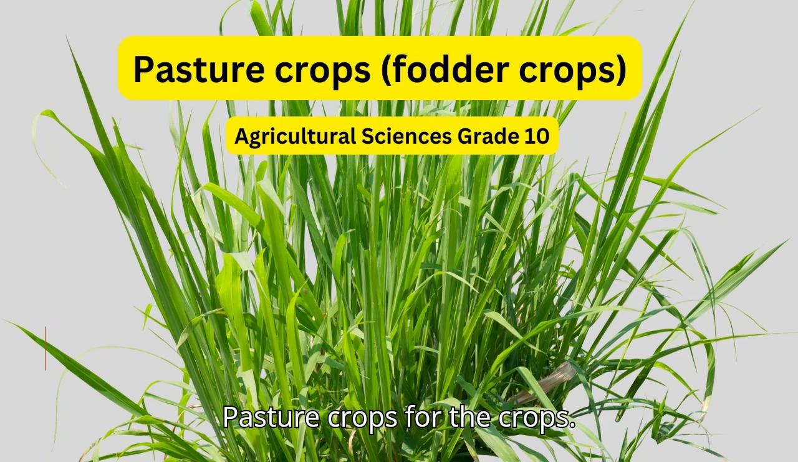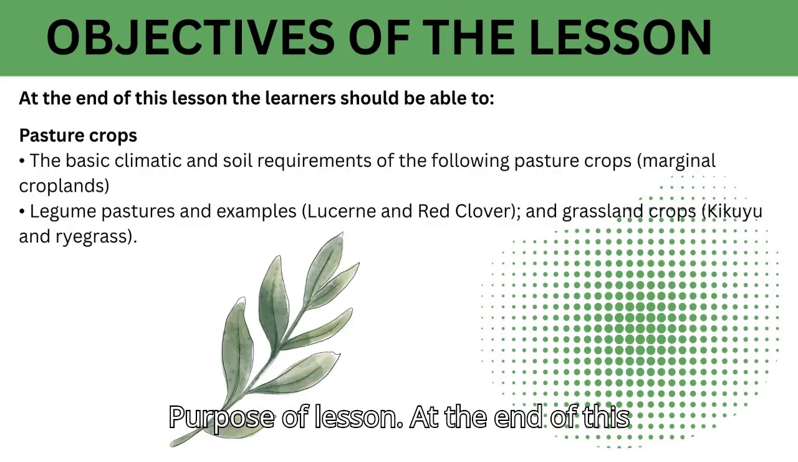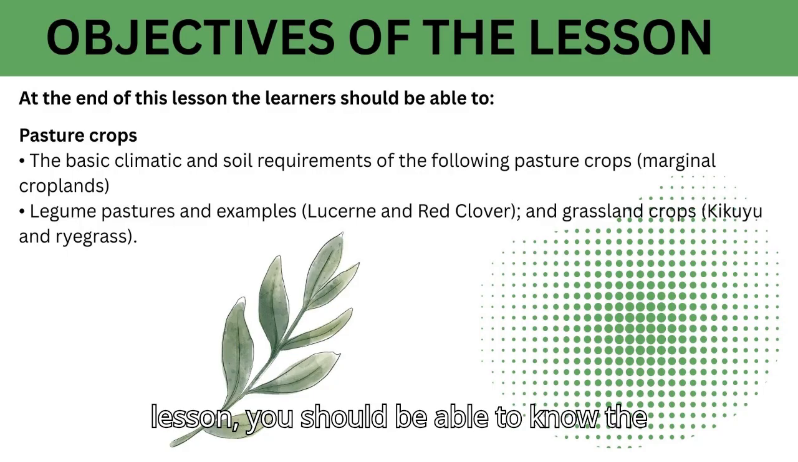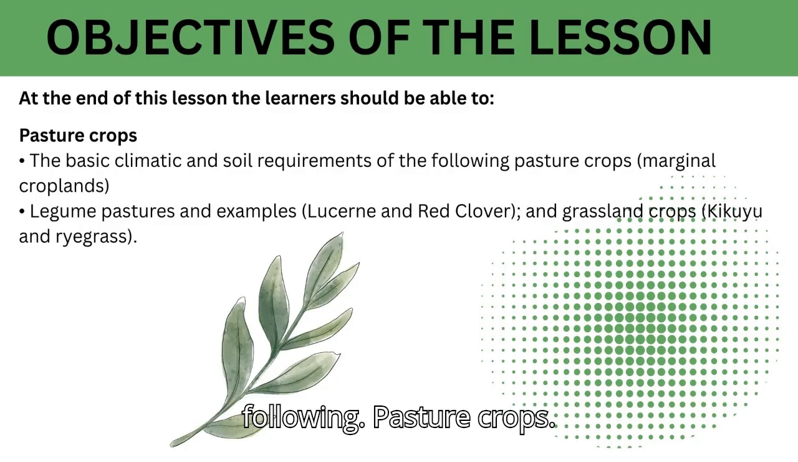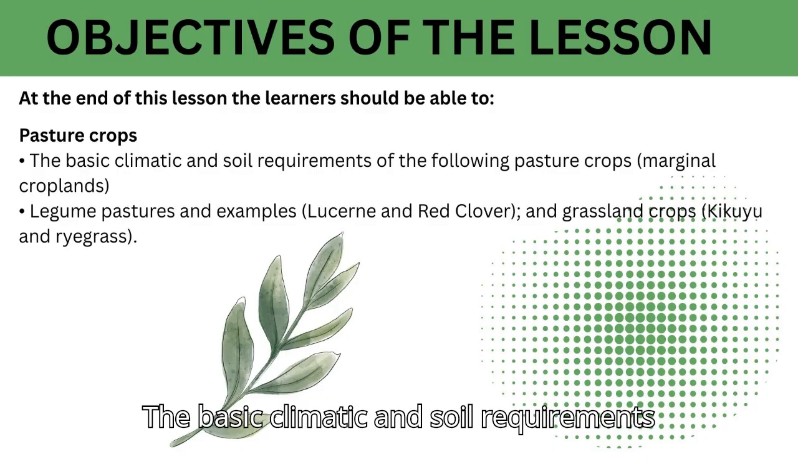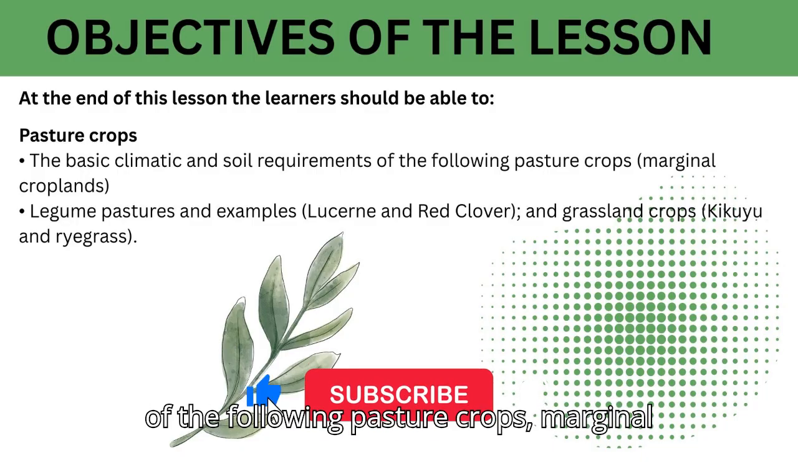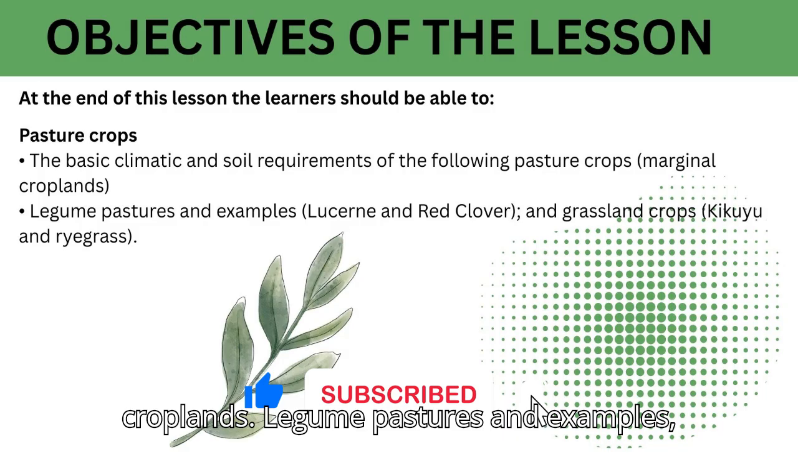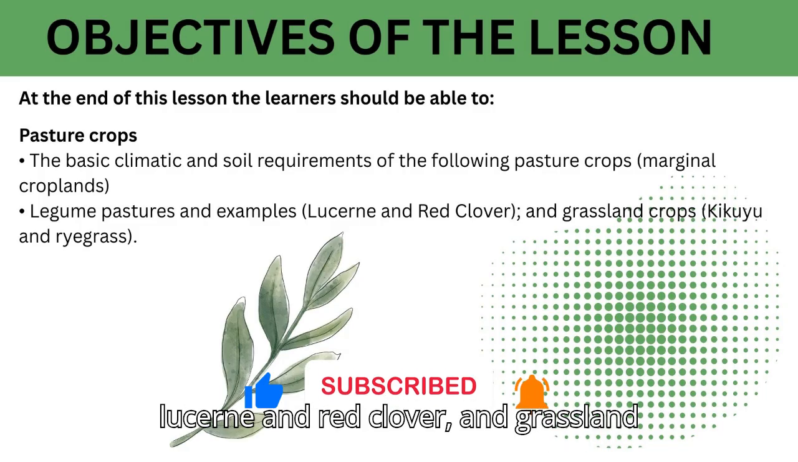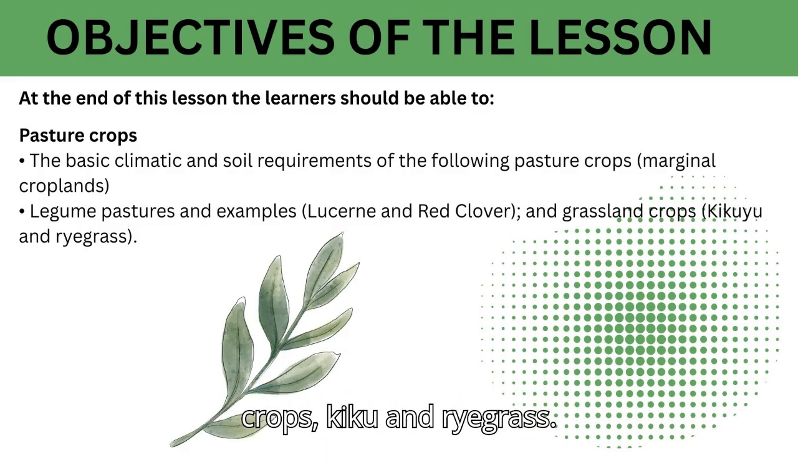Pasture crops, fodder crops. Purpose of lesson. At the end of this lesson you should be able to know the following. Pasture crops: the basic climatic and soil requirements of the following pasture crops, marginal croplands. Legume pastures and examples, lucerne and red clover, and grassland crops, kikuyu and ryegrass.